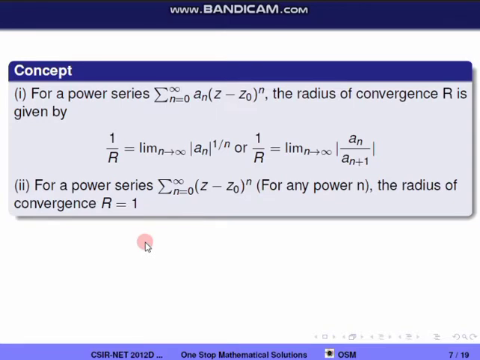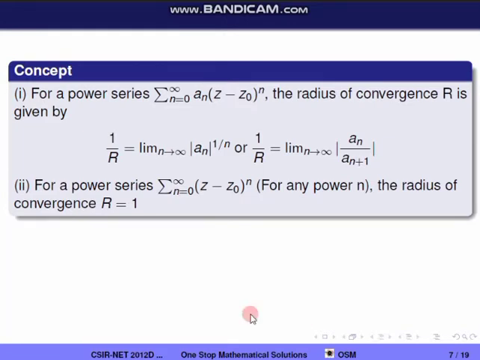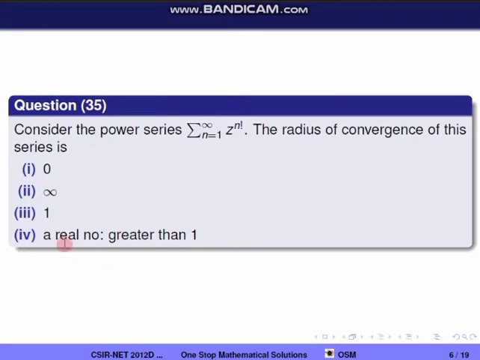So we'll move on to the question. They are given the power series sigma n equal to 1 to infinity z power n factorial. So using concept 2, we get the radius of convergence of this power series as 1. So now we'll check the correct option. The correct option is the third one.